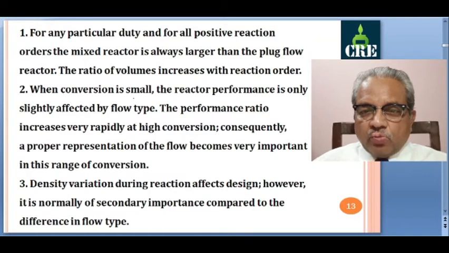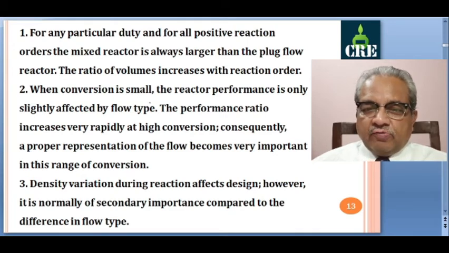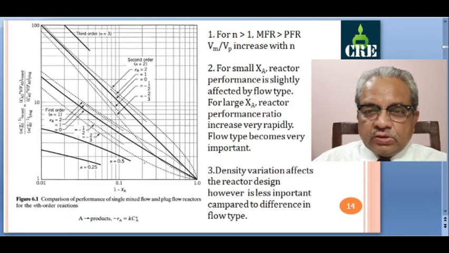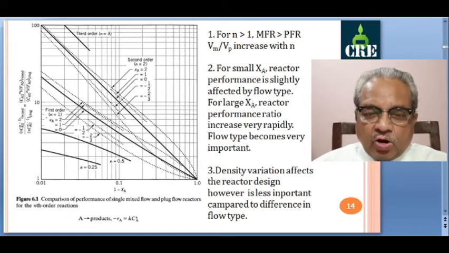When the conversion is small, the reactor performance is only slightly affected by the flow type, meaning the ratio is slightly affected. The performance ratio increases very rapidly at high conversion, and consequently a proper representation of the flow becomes very important in the range of high conversion. The density variation during the reaction affects the design. However, it is of secondary importance as compared to the difference in flow type. So these points we will see with respect to this plot.